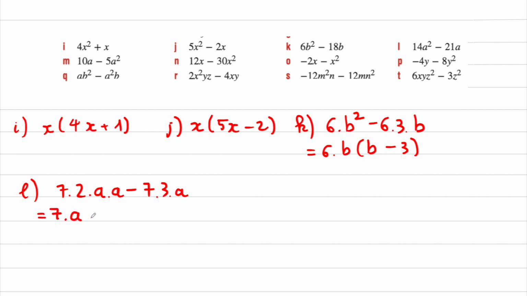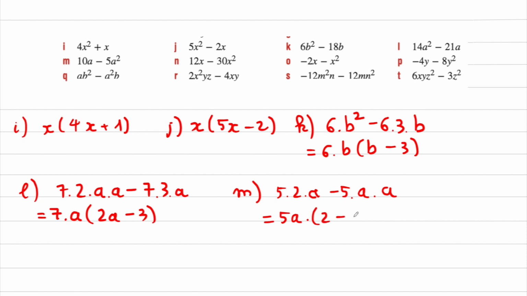7 outside, a outside, you got 2a minus 3 inside the bracket. New one, question M. N is 5 and 2 and a minus 5 times a squared. So 5a will be outside, 2 minus a inside the bracket.